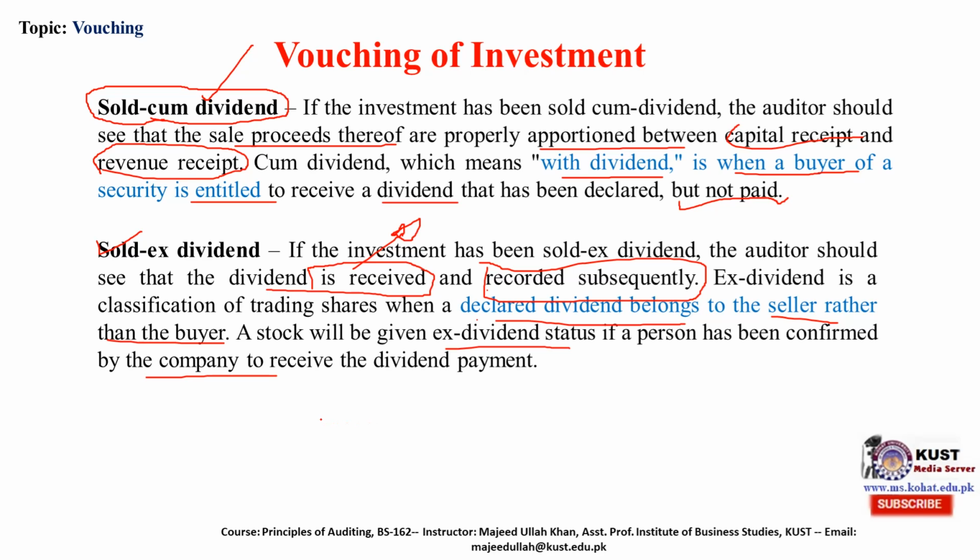How can ex-dividend or cum dividend be explained with this? Let's suppose 30th June is a date given by the company that we are going to declare a dividend. Any person who appears in the register till 30th June will receive a dividend. So if X is a person who registered his name before 30th June in the books of account and the company declares the dividend, but it is paid somewhere in mid July.